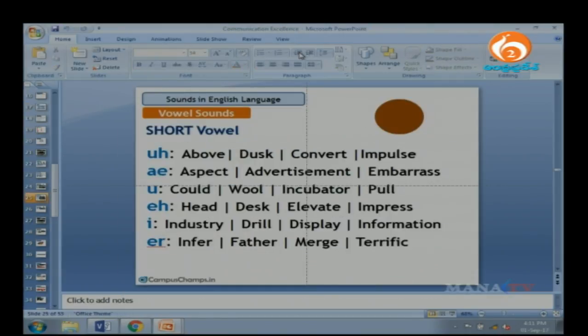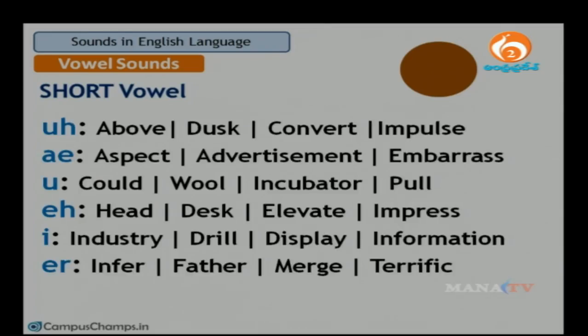Now let's go back. These are the examples again for short vowel. A, above, dusk, convert, impulse. A, for example, aspect, advertisement, embarrass. U, could, wool, incubator, pull. A, for example, head. We don't say head, we say head. Desk, elevate, impress. E, for example, industry, drill, display, information. For example, infer, father, merge, terrific.